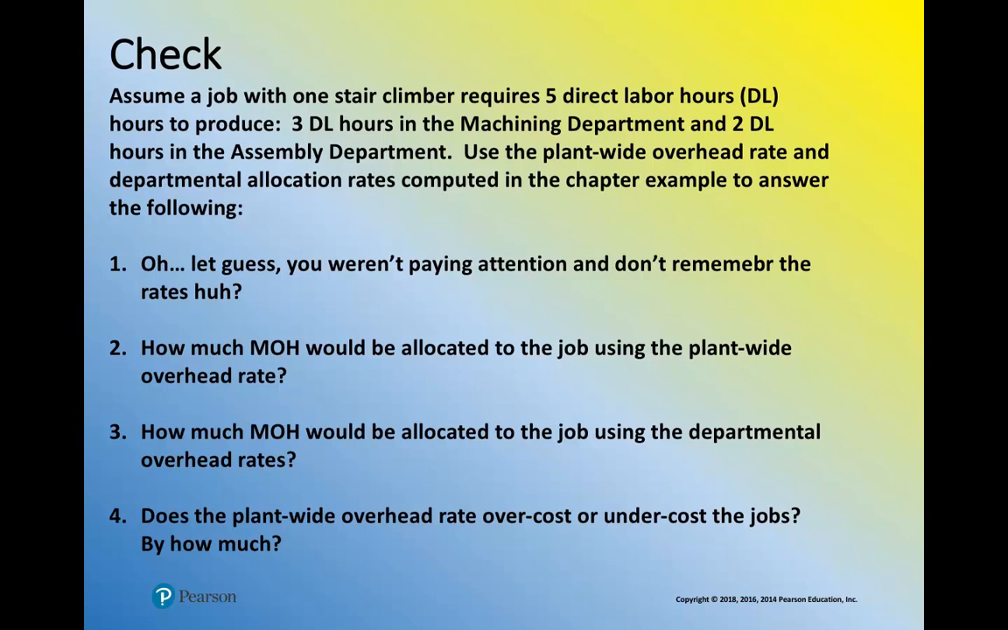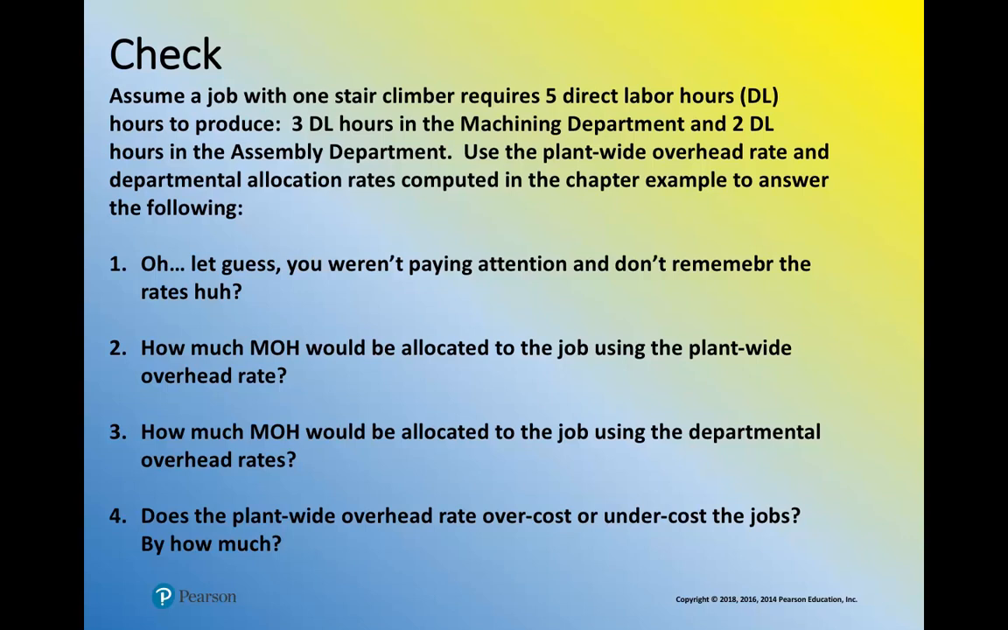Number 1, again, for you guys, just go back and either have the slides up or rewind the video. But you have to first figure out what our overhead rates are. And if you'll recall, our manufacturing overhead rate, the plant-wide, was $16 per direct labor hour. So for any hour on that job, we're going to allocate 16. All right. For our machining department, it was $32 per hour.